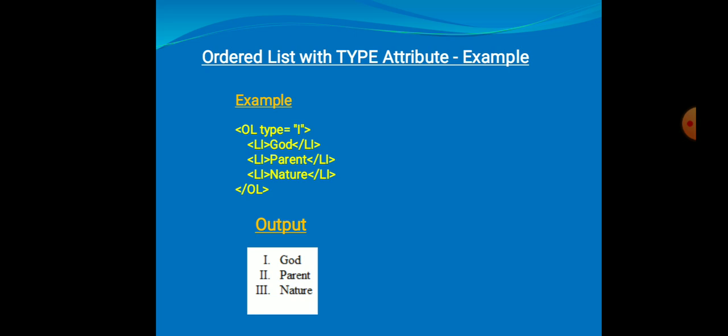So unordered list and ordered list are used to display information in a semantic manner on a web browser, and the type attribute is used to specify the style of displaying items, that is, in what style this information has to be displayed.